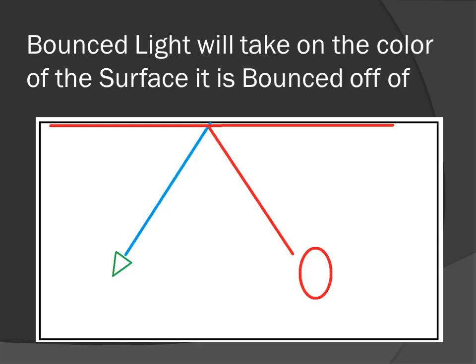Bounced light will take on the color of the surface it is bounced off of. Example: if I go to a restaurant with a red ceiling and I aim my flash to the ceiling, the light coming down will have a red cast to it, and everything will have a red tint. Therefore, when I go to a restaurant that has a red ceiling or a red wall, I don't bounce off of the ceiling or wall. I use either diffuse or direct flash to avoid getting that red cast put on my subject.